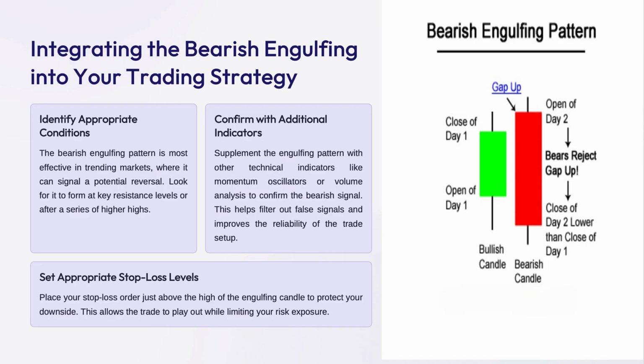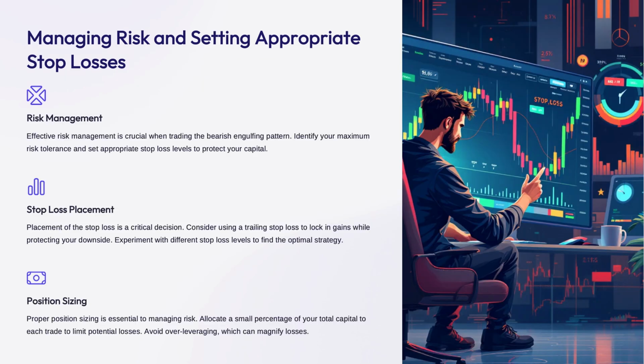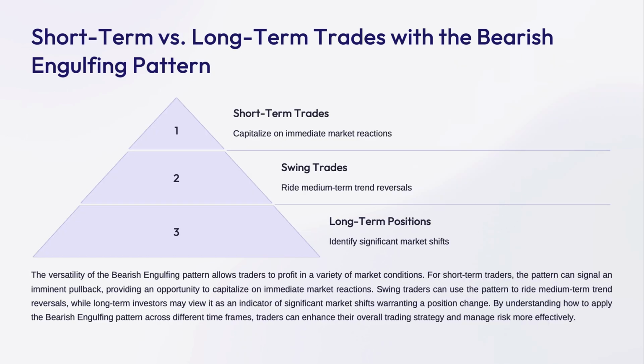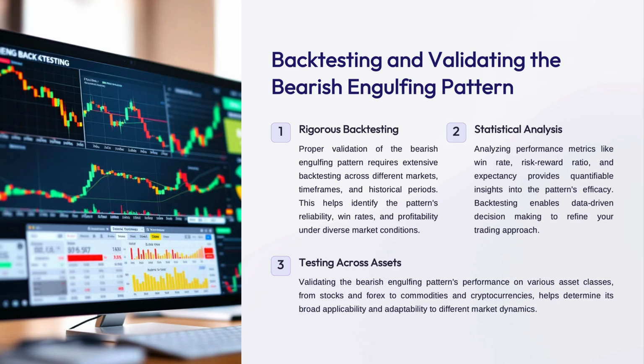Integrating the bearish engulfing into a trading strategy: confirm with additional indicators, set up appropriate stop losses, identify appropriate conditions, and manage risk. Risk is very important. Stop loss placement, position sizing, this is very, very important. Your position sizing really makes you king, hero or zero. It's like a test match in cricket, you have to play as long as possible. In capital markets, if you want to last long, you have to make sure you are there. And short-term versus long-term trades, swing trades, long-term trades, understand those things clearly.